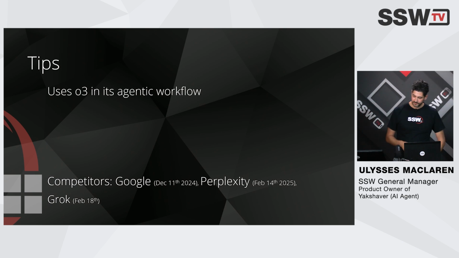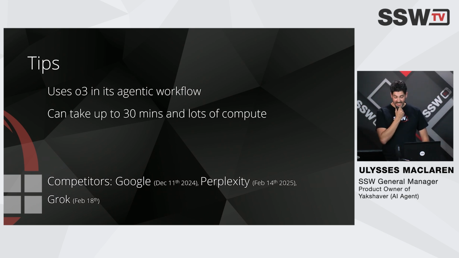So it uses O3. It's the only way to use O3. So OpenAI has a bunch of different models. The O models are its reasoning models. And O3 Mini is available for use at the moment, but O3 is not. This is literally the only access that anyone outside of OpenAI has to their strongest reasoning model. It can take up to half an hour and lots of compute.